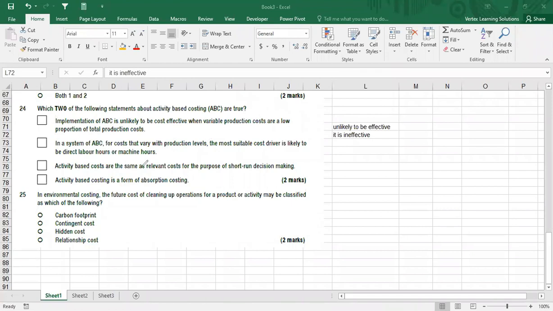Then you have environmental costing. Now, again, we have not done environmental costing yet, so we can just leave this question. You can refer to this, and it's not really difficult, but you should refer to it once you are done with environmental costing. Okay, just continue.